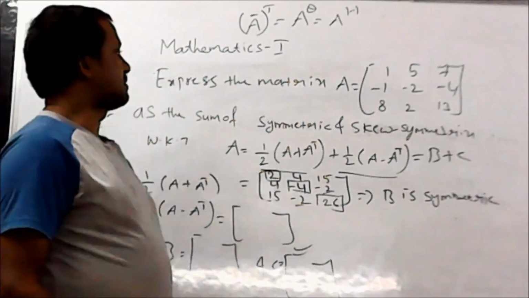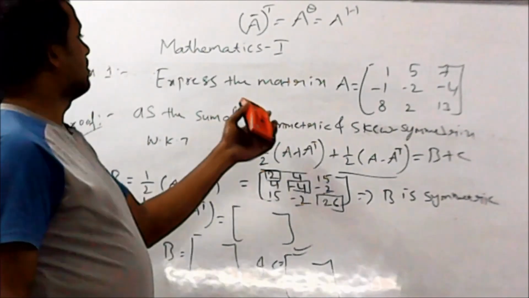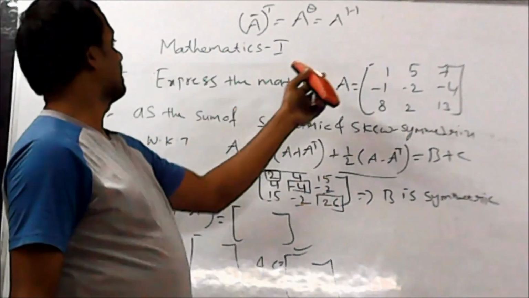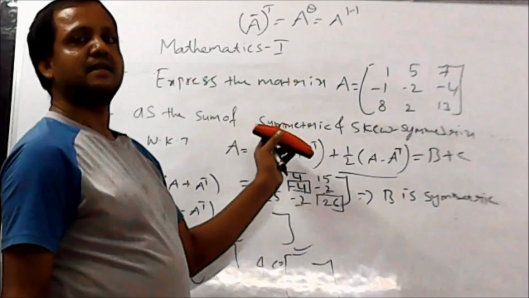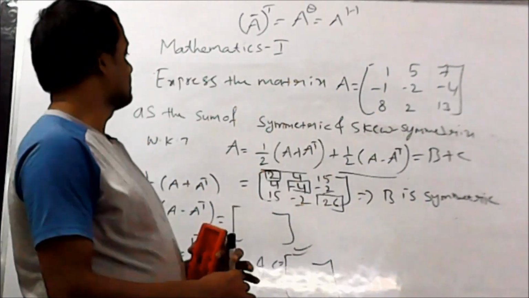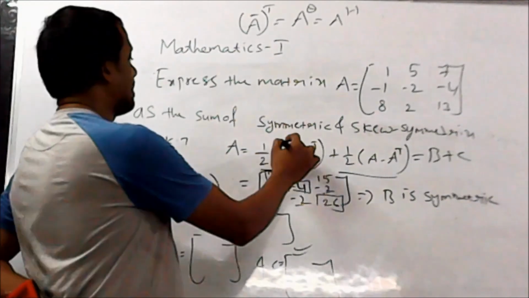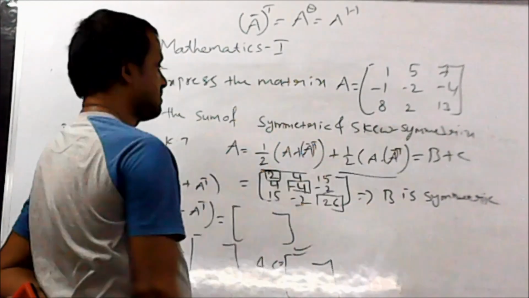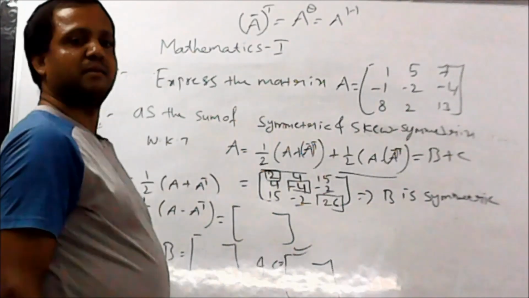Similarly, they can ask about complex matrices. They can ask you to write the given complex matrix as the sum of Hermitian and skew-Hermitian matrices. In this way, you can assume that type of problem as A conjugate transpose, and A minus A conjugate transpose. In a similar way, you can prove that one.